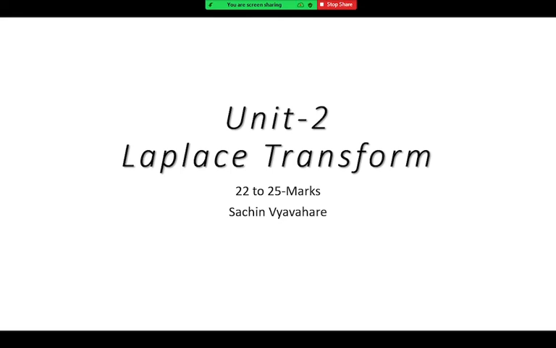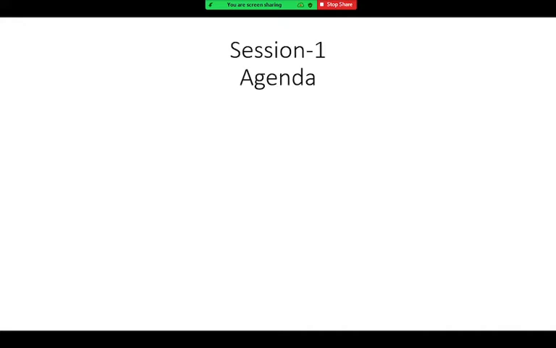Okay, so we'll start our second unit, Laplace transform. Weightage of each unit is roughly 22 to 25 marks because we have 4 units in our syllabus. We completed numerical method. Now we started this Laplace transform here. This is again a very simple topic that you have. Easily you can get the marks on Laplace transform also.